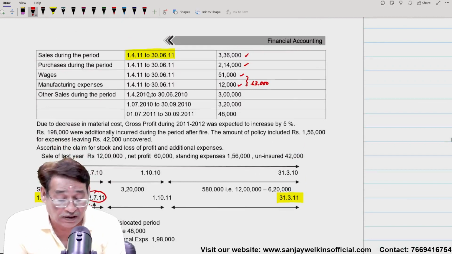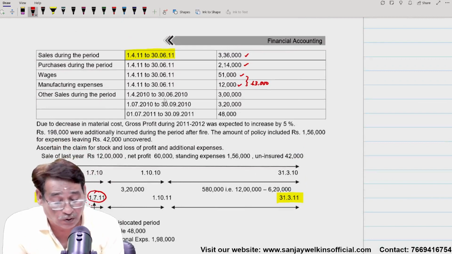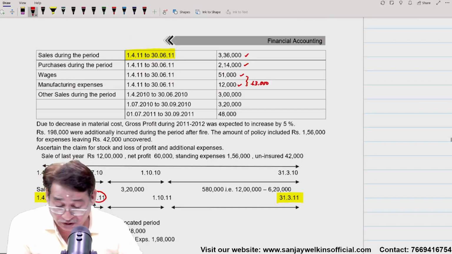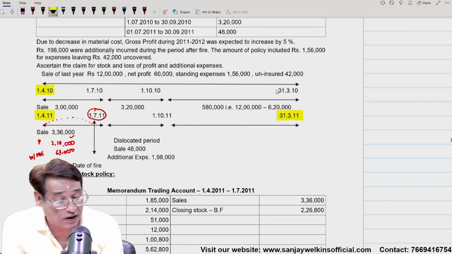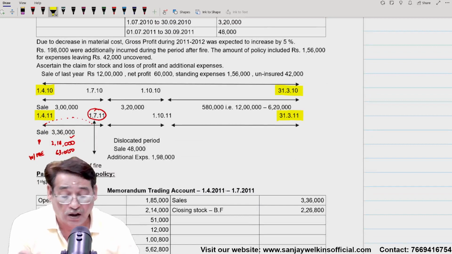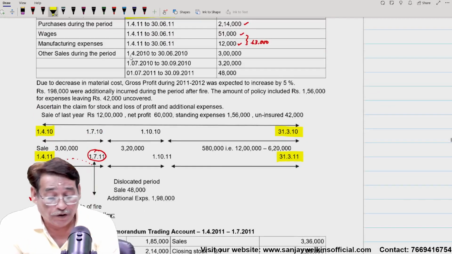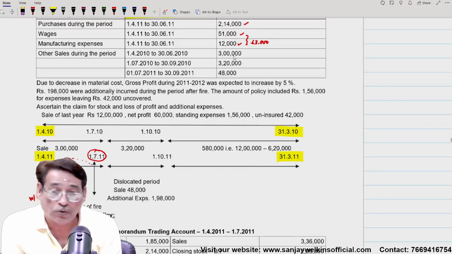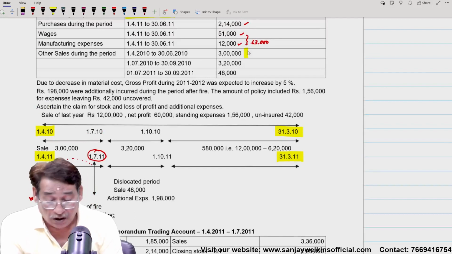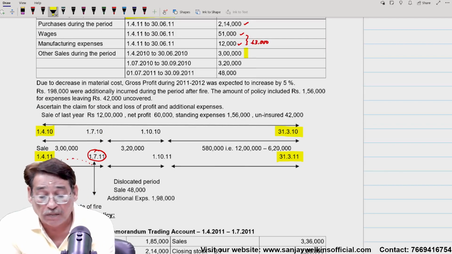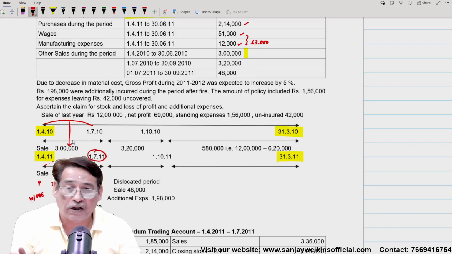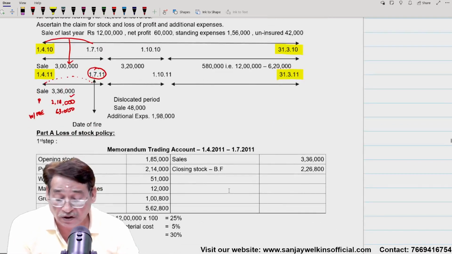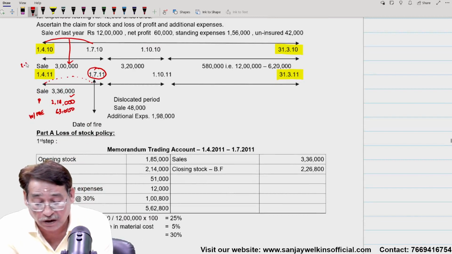Other sales. Now other sales are given. That is from 1/4/2010 to 30th of June 2010. Now see here. This is my last year. My last year will start from 1/4/2010 and end on 31st of 3/2010. Now question says that from 1/4/2010 till 30th of June 2010, your sales is equal to 3 lakh. So that means during this particular period, correct, my sales were 3 lakh. During this particular period, my sales were 3 lakh. Is it clear to you? Last year I am talking about. This information is related to last year.